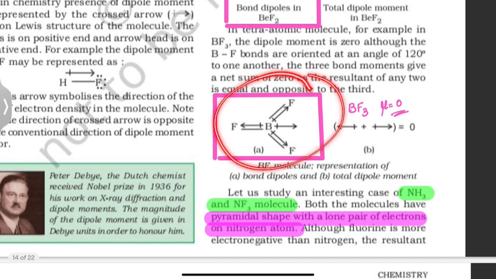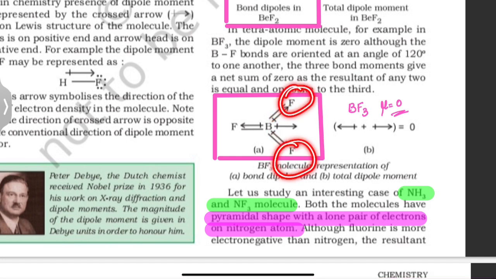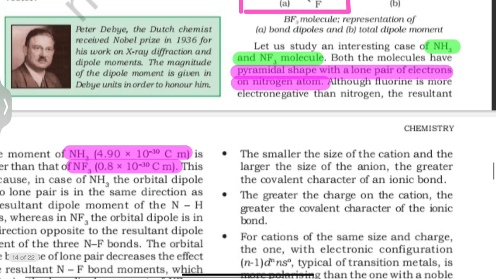Even in BF3 you can see, the dipole moments exerted by these two are in this direction and in this direction. If you add, the resultant will be in this direction. This fluorine will be showing dipole moment in the opposite direction, so these will cancel. As a result, you will get the dipole moment as 0 for BF3.